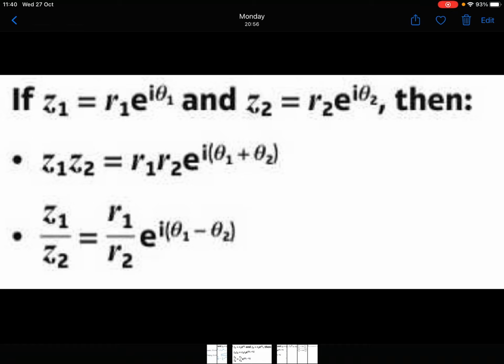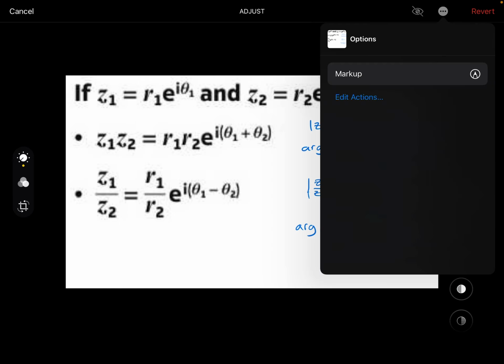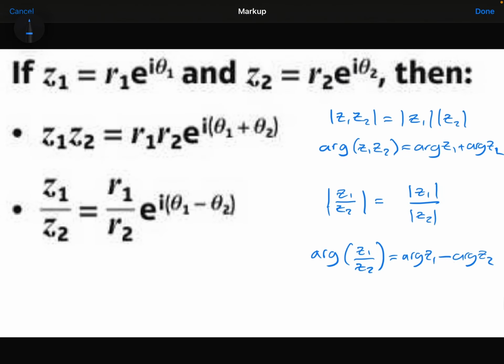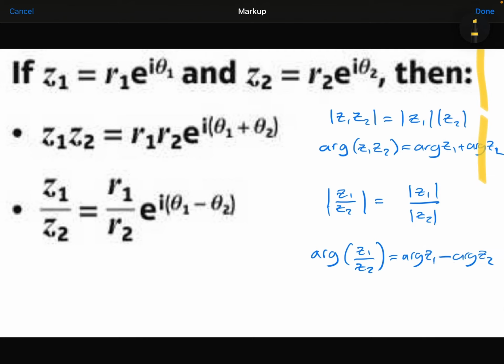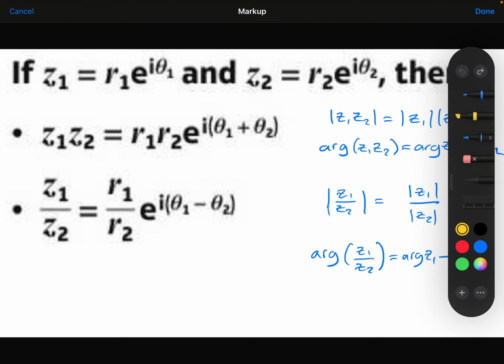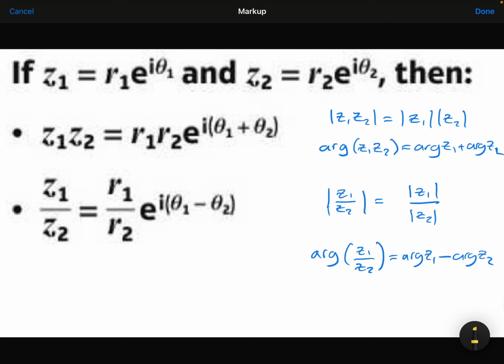which should hopefully make sense when you think about what we learned about the modulus and the argument last year in year 12. So basically what we're doing here is we're multiplying the moduli together and then adding the powers if we are multiplying our two complex numbers together. Or if we're dividing, then we're going to divide the moduli and we're going to subtract the powers.